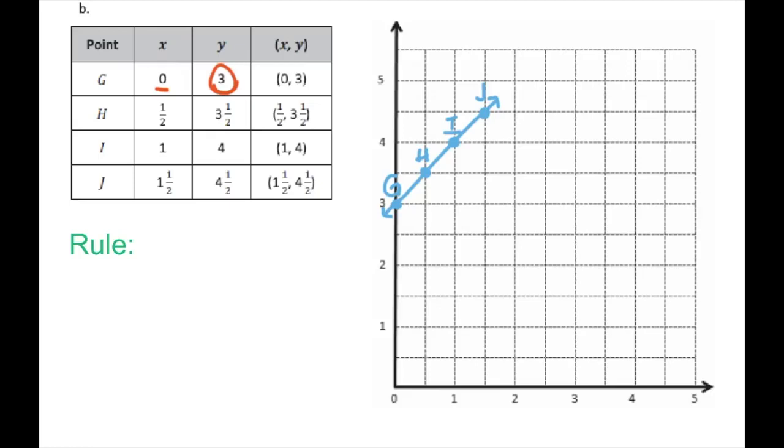So let's look at H. I have 1/2 and 3.5. I can add 3 to 1/2 to get 3.5. So that rule is still good. Let's look at I. I have 1 and 4. I can add 3 to 1 and get 4. The rule applies. And let's look at J. I have 1 and 1/2 and 4.5. I can also add 3 to 1.5 to get 4.5. So I can say that the rule is Y is 3 more than X.